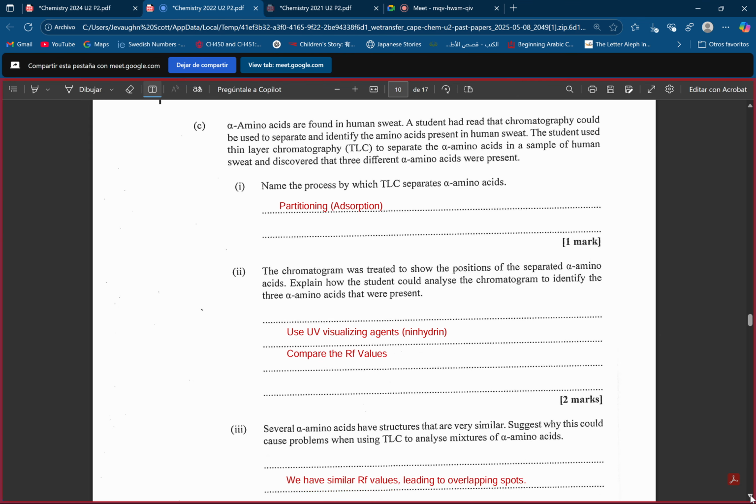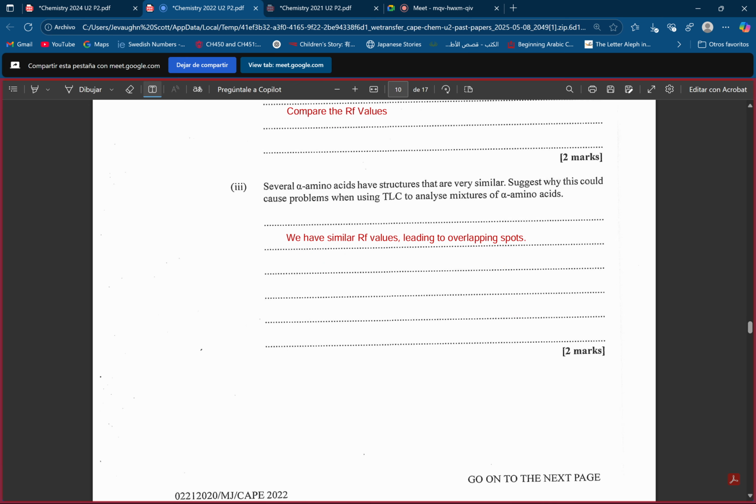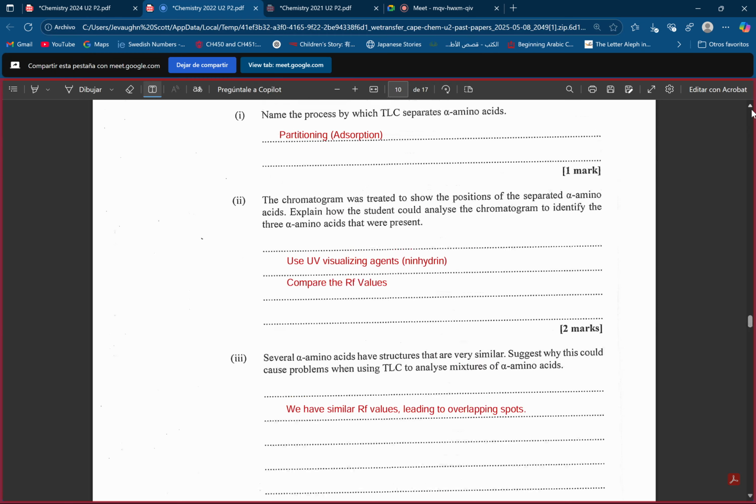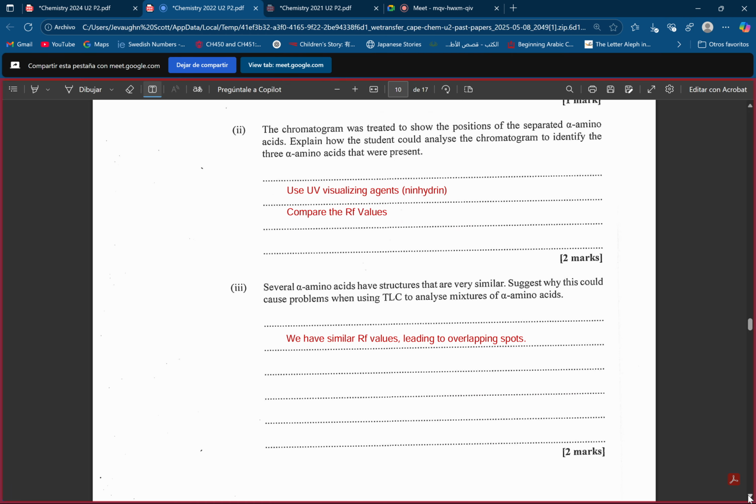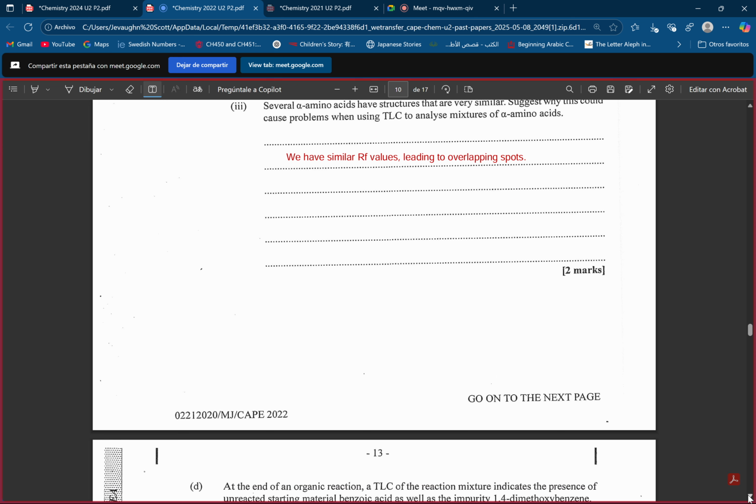Adsorption. Okay. So adsorption. I tell you guys that I'm getting old, but the kind of separation we use is partitioning, and partitioning would be gas and column, while TLC is adsorption.